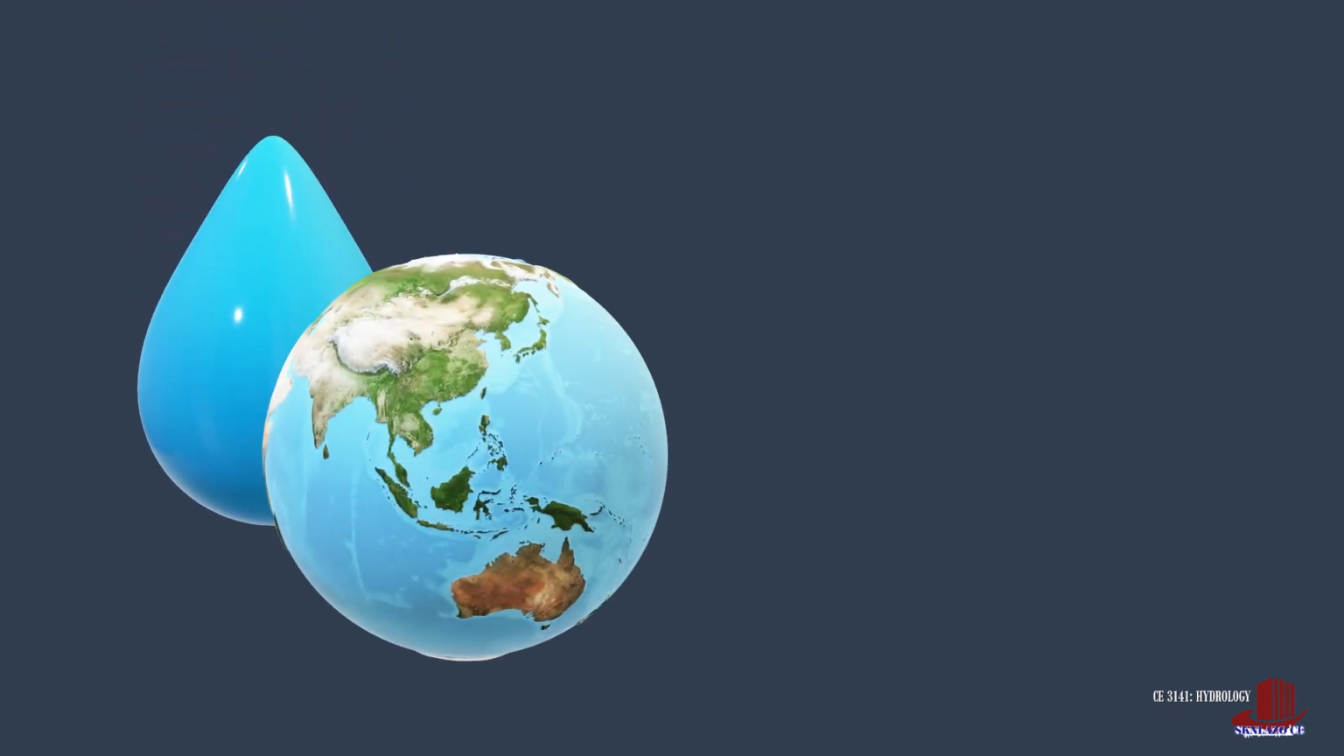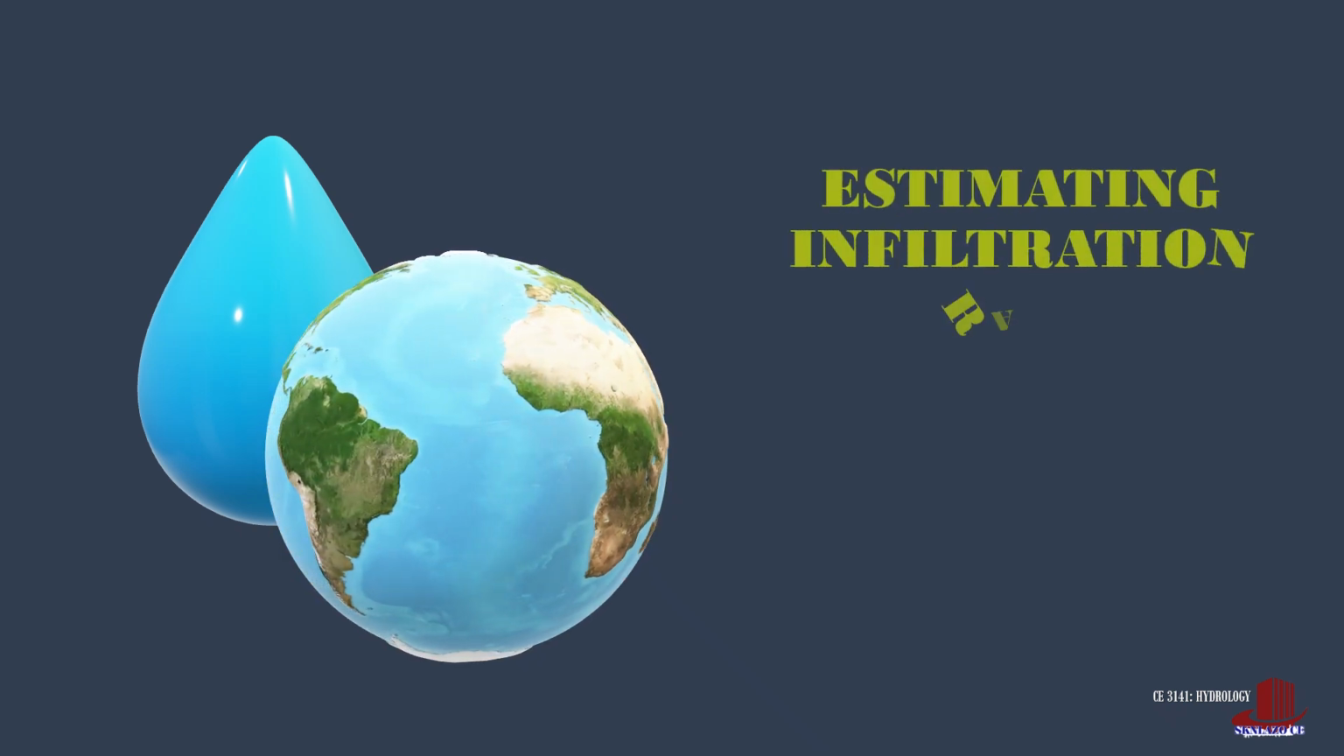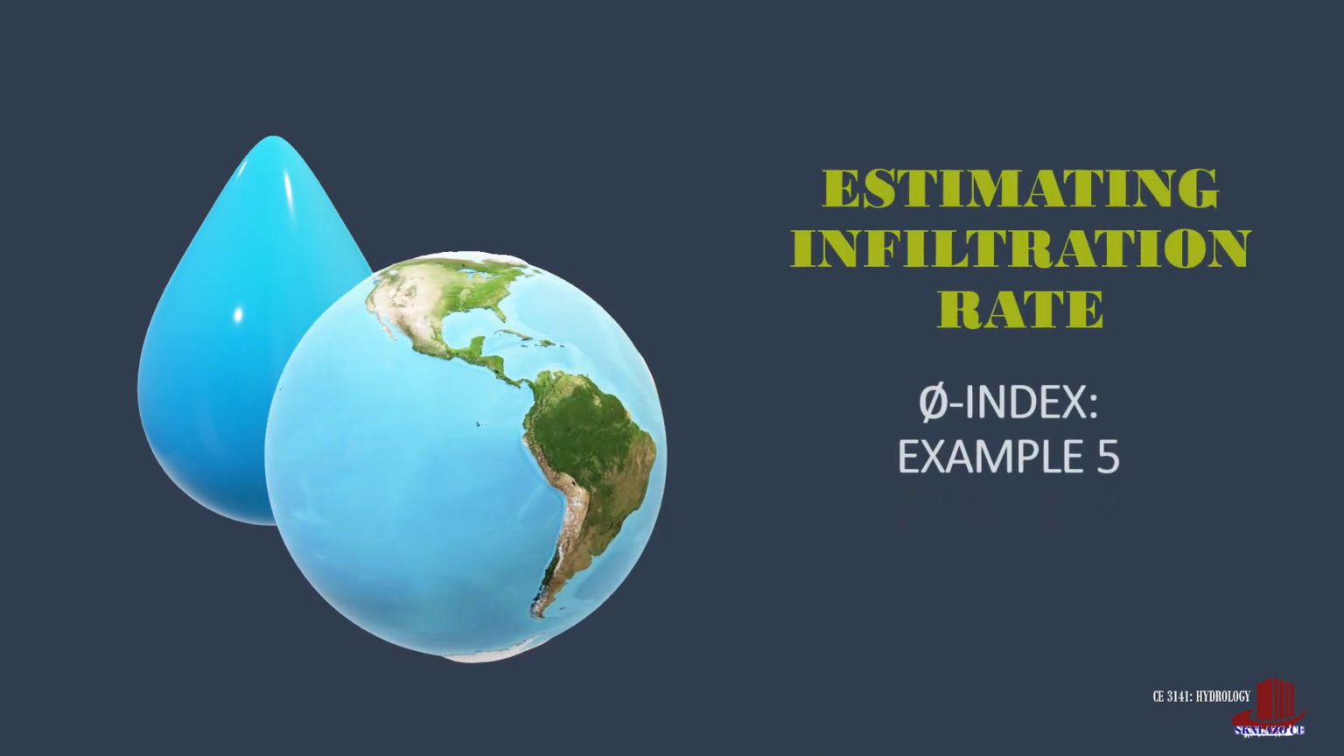When does the iteration for phi-index stop? When do we know that the phi-index is the final one? Learn it here in hydrology.